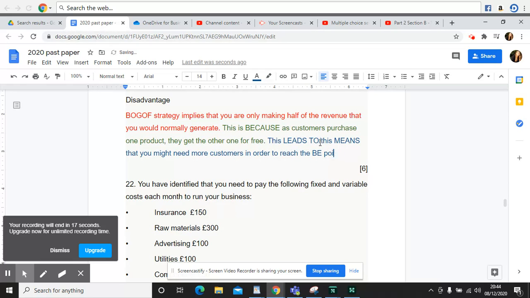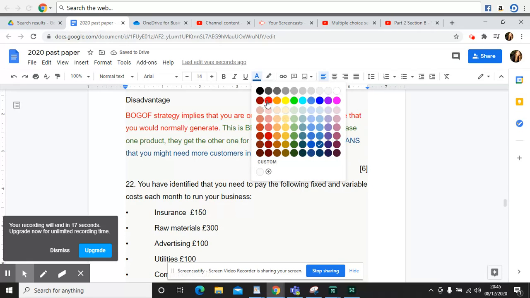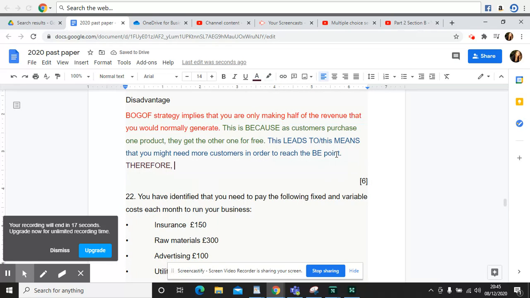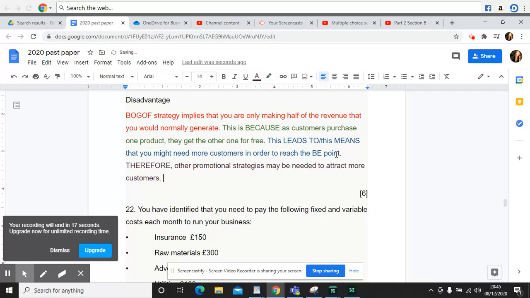Okay, this is a nice idea that you can think of. Okay, and what does this mean? This means that therefore, other promotional strategies might be needed to attract more customers. This is a bit extra disadvantage here, but I just wanted to give you a nice example of how you could be writing them. Okay, they don't need to be this long.